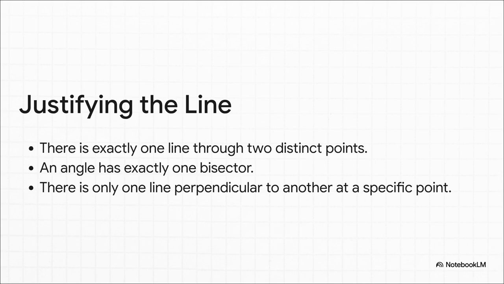Any auxiliary line you draw has to be justified by a known geometric principle. For example, we know there's only one straight line that connects 2 points, or that an angle has exactly one line that can split it perfectly in half. These rules make sure our proofs are legit and built on solid logic.